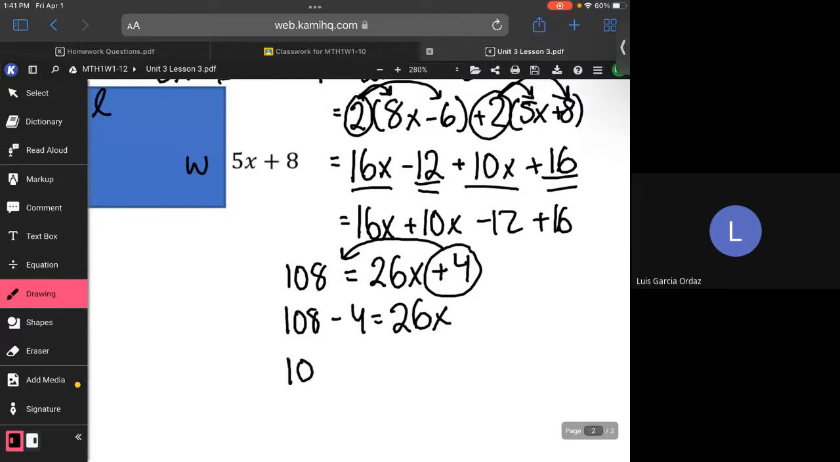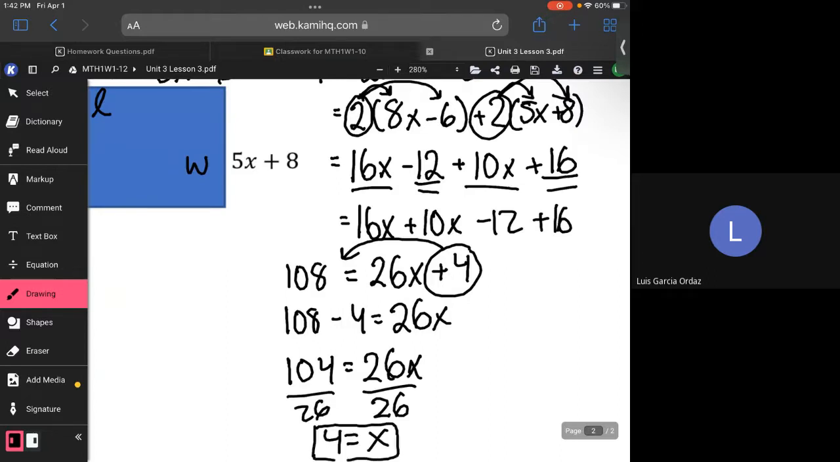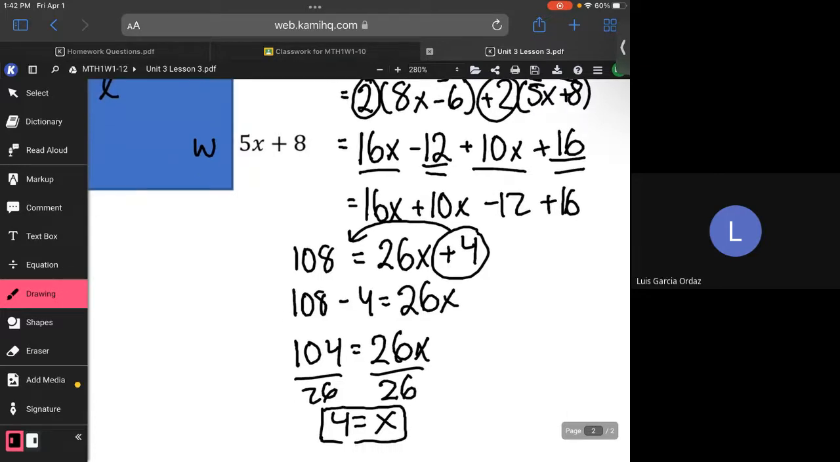Okay, hold on. So can someone tell me how do I get rid of the 26? Laura. Okay, and can someone tell me what that gives me? 4. Okay, good. So my x is 4.